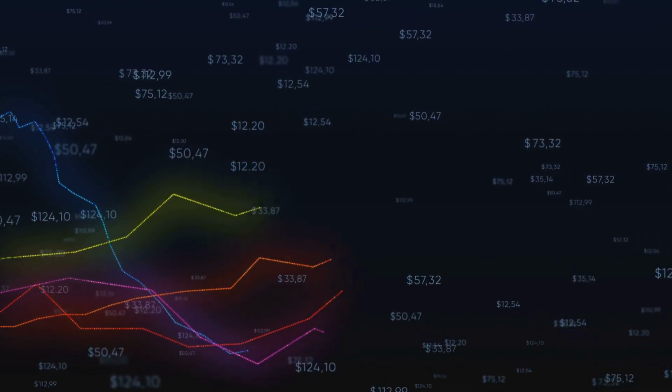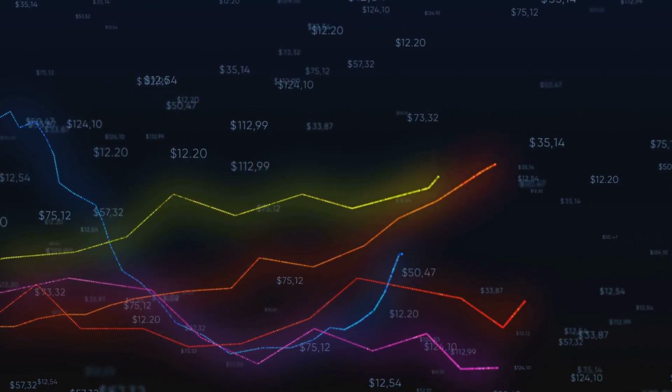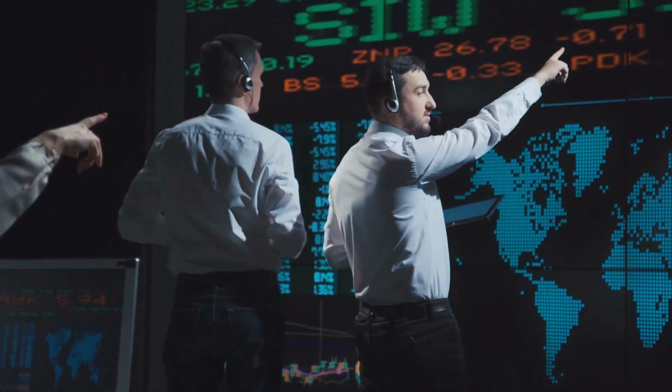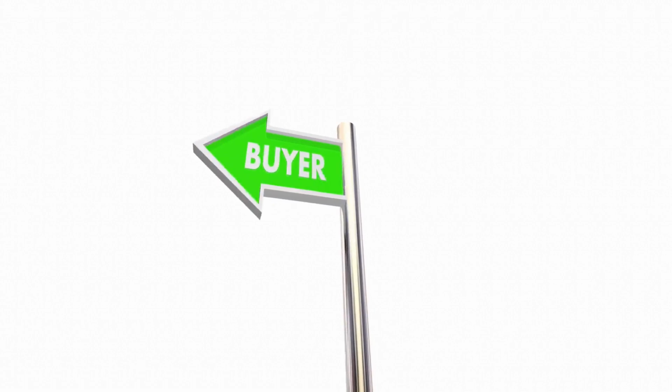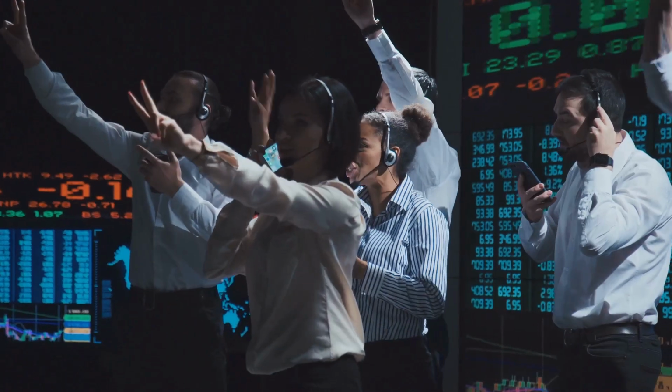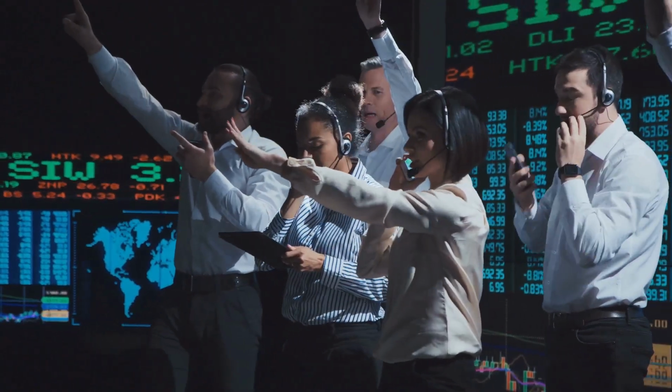There are several types of derivatives, each with its own characteristics and applications. Four common types are futures, options, swaps, and forwards. Futures contracts obligate the buyer and seller to trade an asset at a predetermined price on a specific date. These contracts are standardized and traded on exchanges.